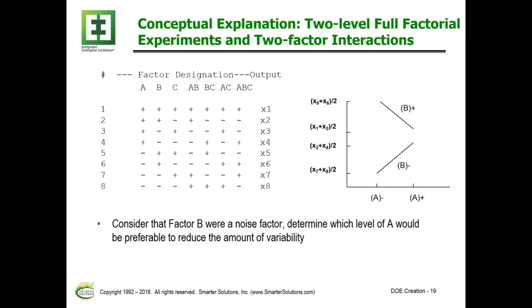Now, if we have a noise factor and other factors that are not noise, the question is where we would put the factor level. Let's say we're not so much interested in the magnitude of the response, but we're interested in decreasing variability. In that case, if A is a factor that's not noise and B is a factor that is noise, then we want to set factor A high, because then the difference between B high and B low is smaller.